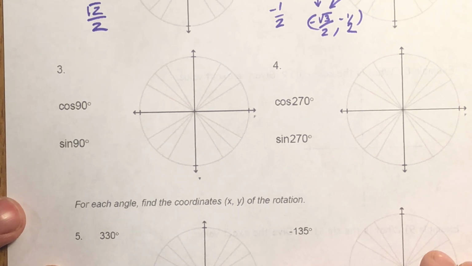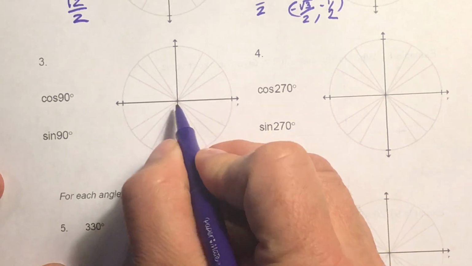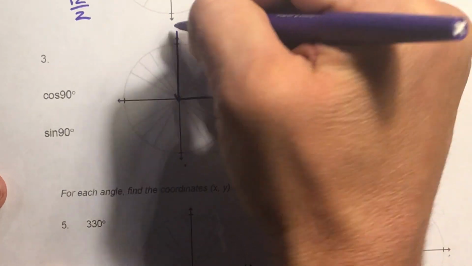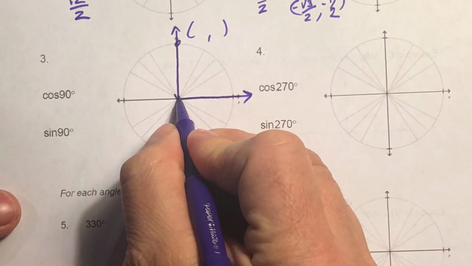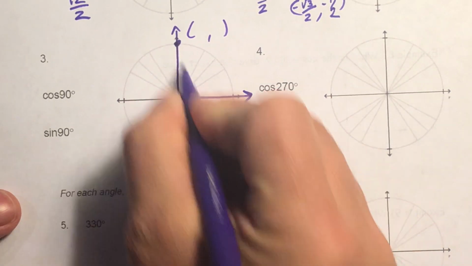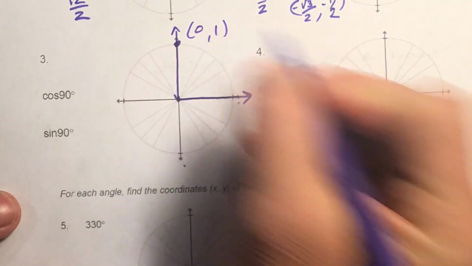Number 3, look at this one. We've got the cosine and the sine of 90 degrees. All right, so here's 90 degrees. Hopefully you guys know what that is, right? To get to this point on the coordinate graph, we're going to go 0 and then up 1. 0, 1.